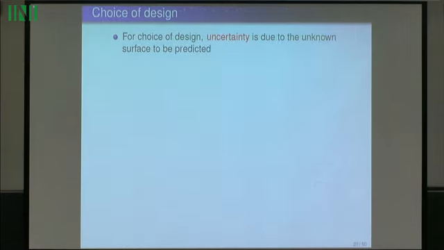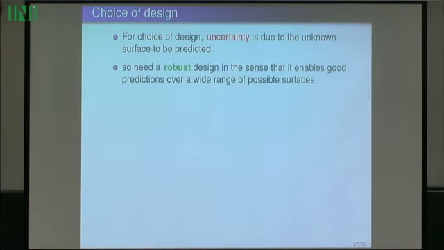Okay, so this is a conference on uncertainty quantification, so I thought, well, what do I mean by uncertainty? If I've got my design, I've got my design. But what's uncertain is what the surface is that I'm trying to predict. So what I need is a design that's going to be good no matter what, well, this is a tall order, no matter what the surface is. That's not doable, but in the sense that it gives good predictions over a wide range of possible surfaces, because remember, I don't know what's in the simulator.